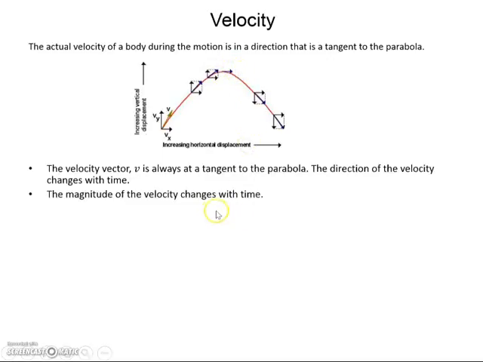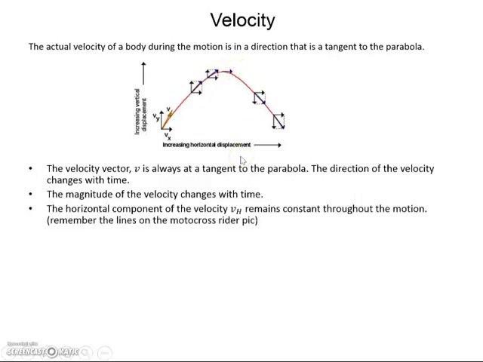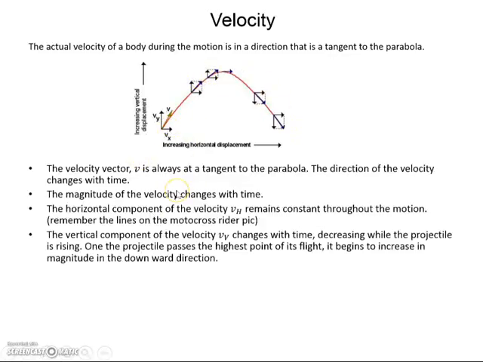Now the magnitude of the velocity changes with time. So here it's gone up a long way, a little bit less, a little bit less, and so on. So the actual magnitude changes with time. Now the horizontal component, in this case we're looking at VH, or V horizontal, or V in the X direction, is constant throughout the motion. So if we look at each of these little VX's, they're all going to be exactly the same, because the only thing, remember, acting on a projectile is gravity. So nothing is acting in that horizontal direction, so that is going to remain constant right throughout that motion.